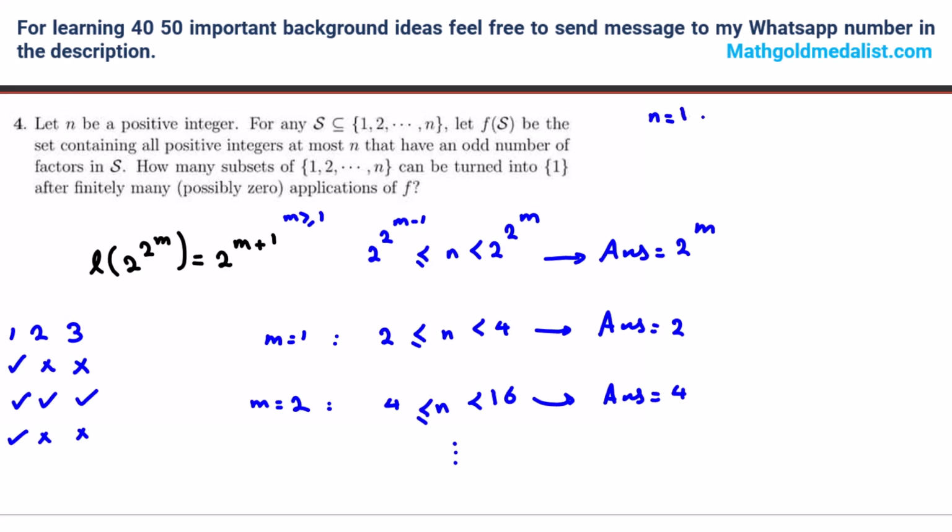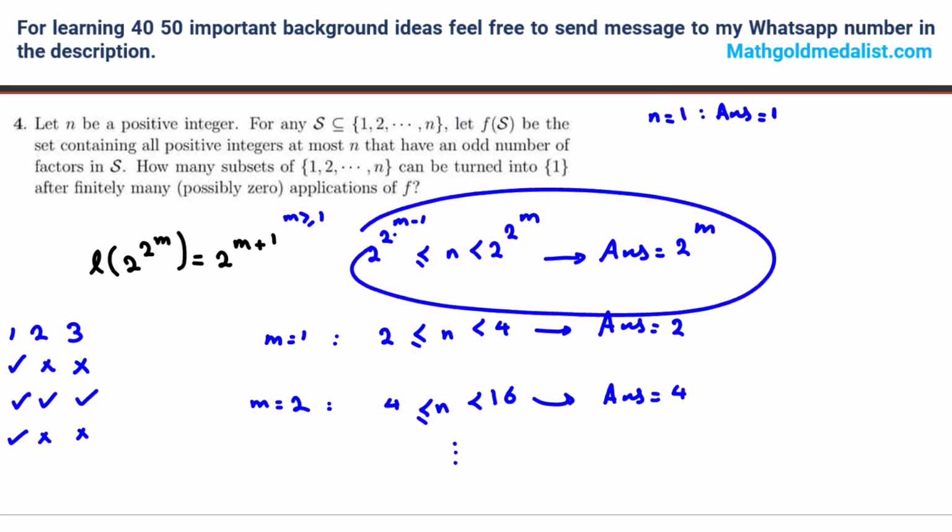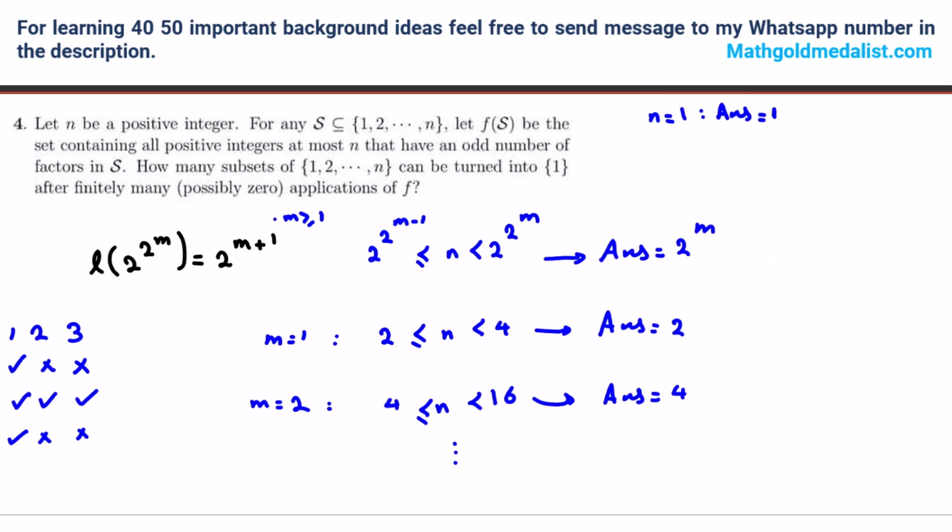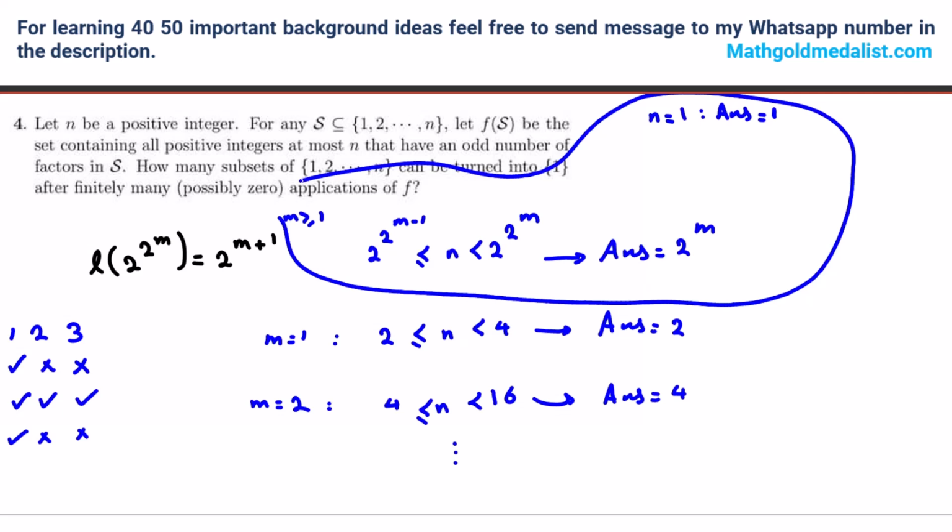It is 1. Yes, so for n is 1, answer is what? 1. So for n is 1, answer is 1, and m greater than or equal to 1 covers n at least 2, right? And we found all answers, right? Like this. If you write, you should write like this for these answers at the end, okay?